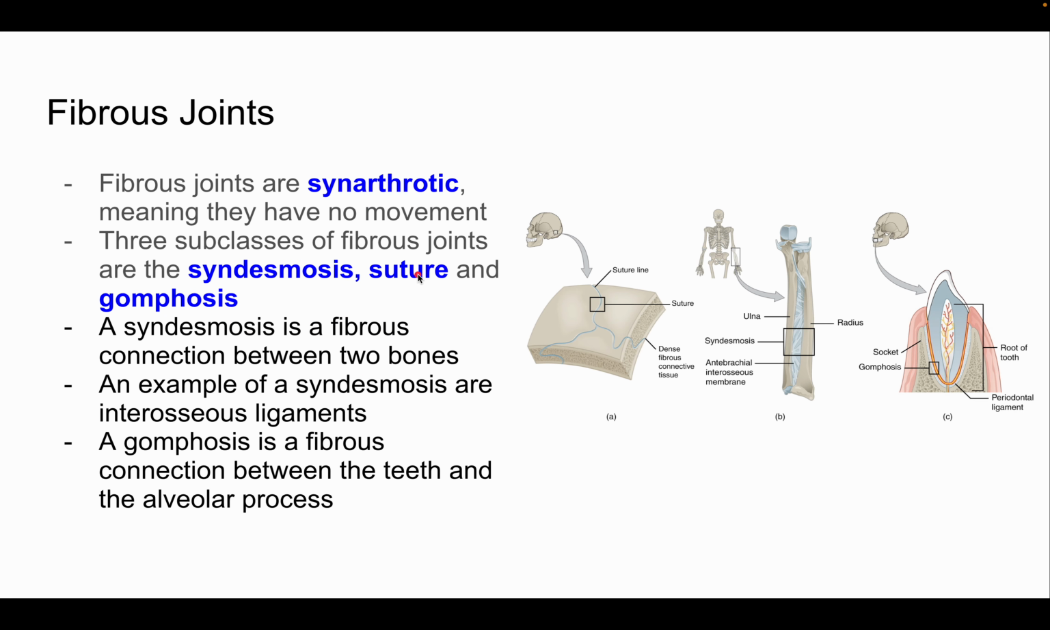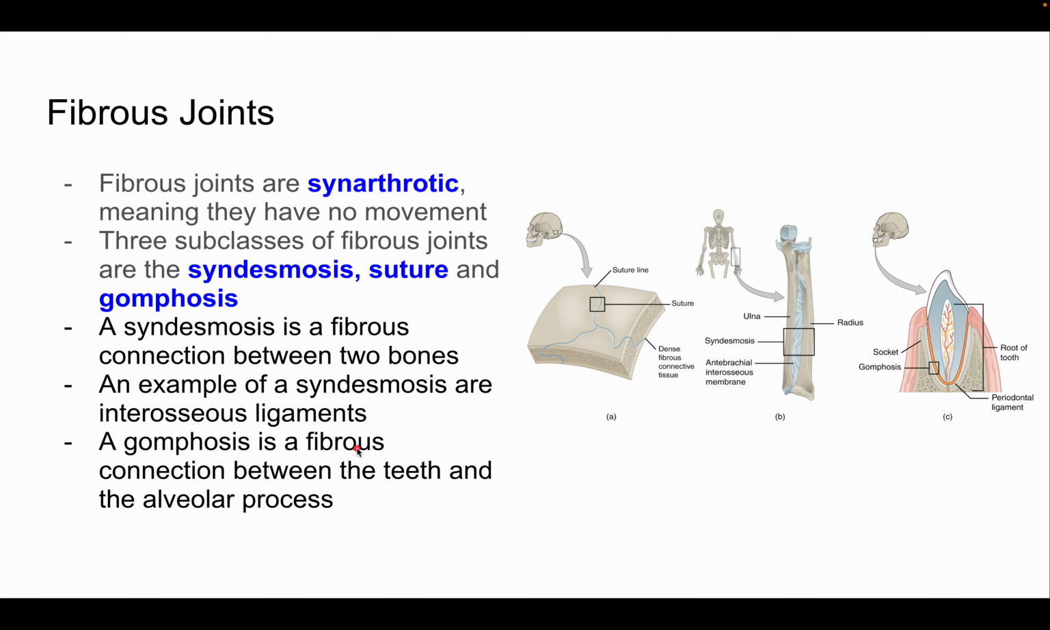So let's get into our fibrous joints. Fibrous joints are synarthrotic, meaning they have no movement whatsoever. There are three subclasses of fibrous joints: the syndesmosis, the suture, and the gomphosis. Syndesmosis is a fibrous connection between two bones. An example of that would be interosseous ligaments, between the ulna and radius. We have the radial-ulnar ligament here, that's to keep them together.